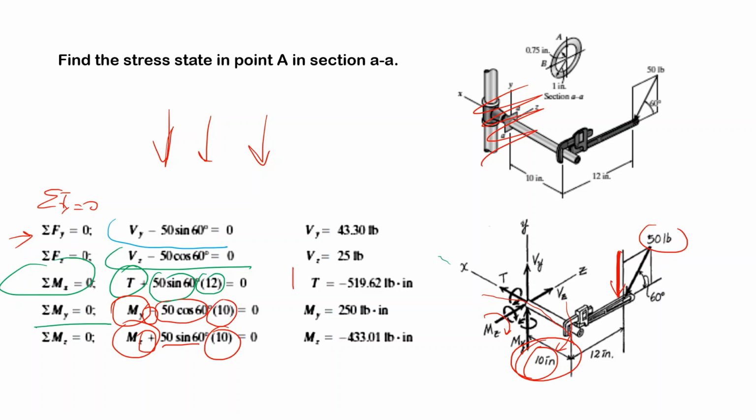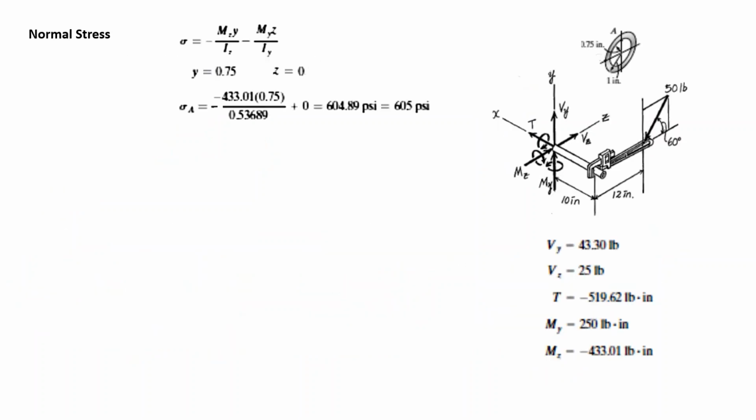But as you see, the torque I have taken in this direction is actually in the opposite, and the bending moment around Z is also in the opposite direction, not in the direction I have taken. Well, here are my internal forces and moments. Now we begin to calculate the stresses in point A.